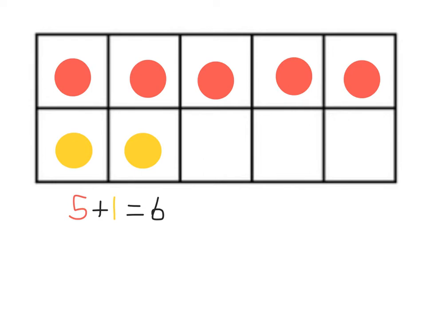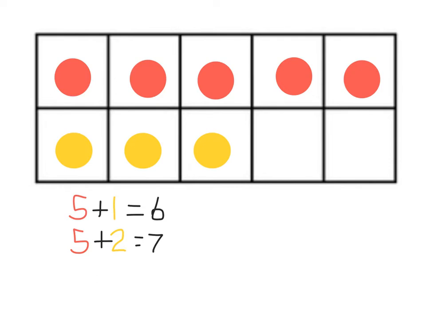Well, I can see that there are 5 red counters, so I'll write 5 plus the yellow counters, which I can see are 1, 2. So I can write 2 for the 2 yellow counters equals 5, 6, 7. 7 in all.